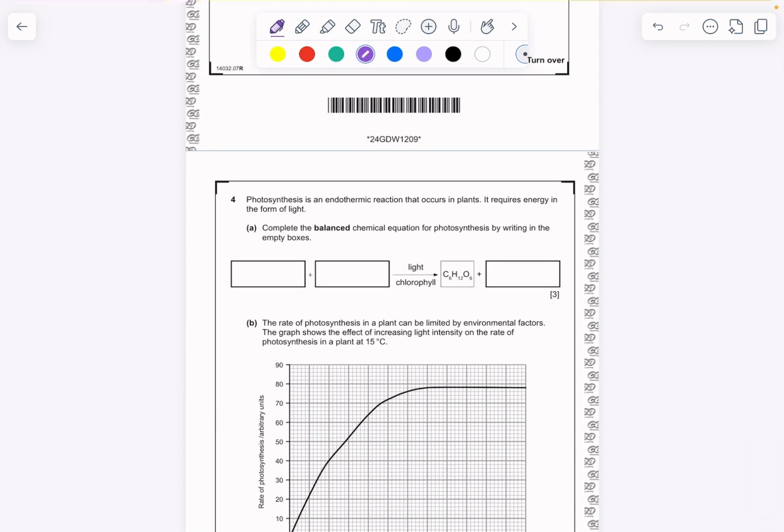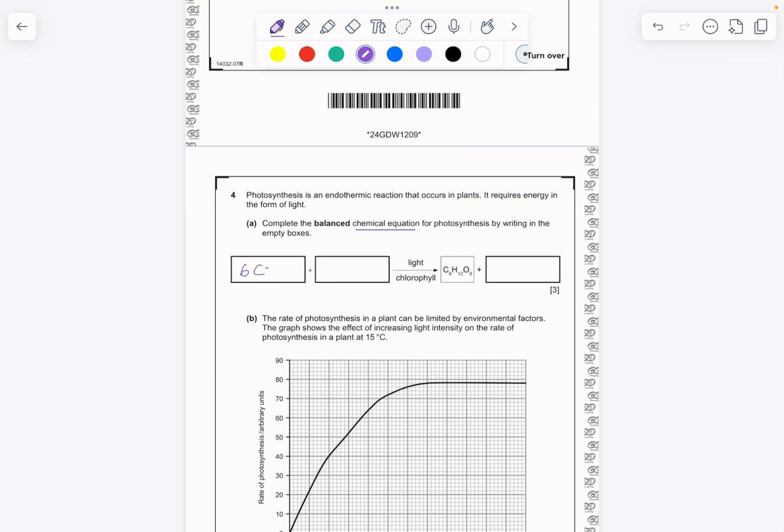Photosynthesis is an endothermic reaction that occurs in plants. It requires energy in the form of light. Write a balanced chemical equation for the process of photosynthesis. Be very careful, it's a chemical equation. We need 6 CO2 plus 6 H2O, gives me C6H12O6, which is glucose, plus 6 O2, my oxygen.